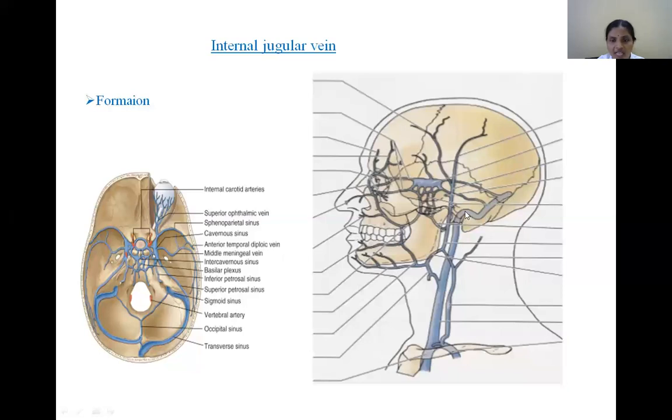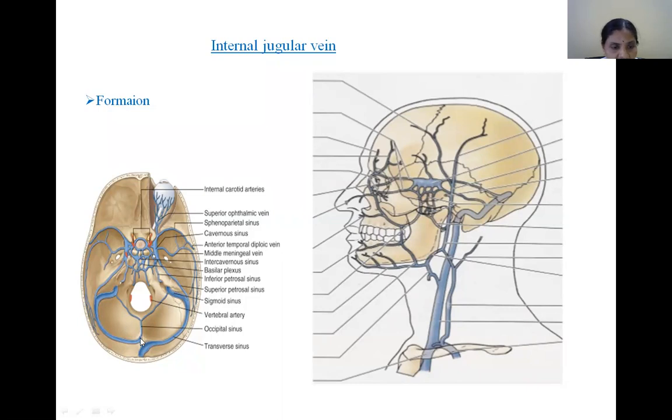The sigmoid sinus at the base of the skull forms a bulb-like dilatation, which is known as the superior bulb of the internal jugular vein. Then it continues as the internal jugular vein. On the left side, this is different. The deep cerebral veins drain into the vein of Galen, and that vein of Galen is continuous as the straight sinus.